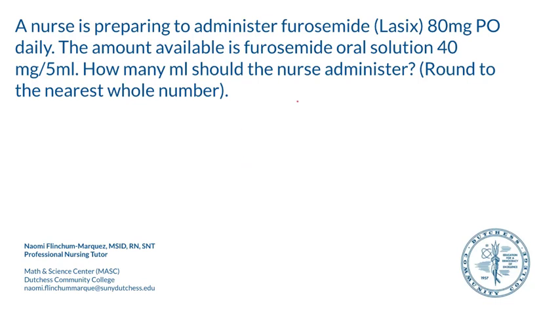A nurse is preparing to administer Lasix, 80 milligrams daily. The amount available is furosemide or Lasix, 40 milligrams per 5 milliliters. How many milliliters should the nurse administer? And round to the nearest whole number. So here, once again, I kind of like to circle. This is how I like to do it when I'm being asked a question on an exam.